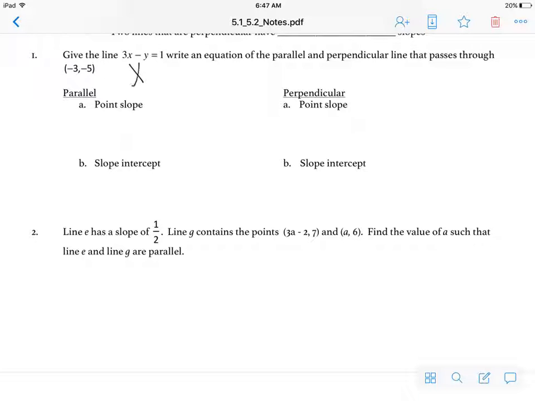You need to know a point, and you need to know the slope. If you have those two things about the line, you can write the equation of it. In order for us to determine what the slope of this line is, we have to solve for y. So when we solve for y, we're going to get y by itself.